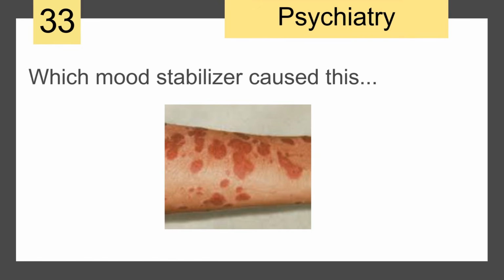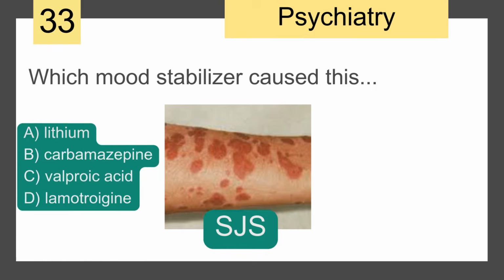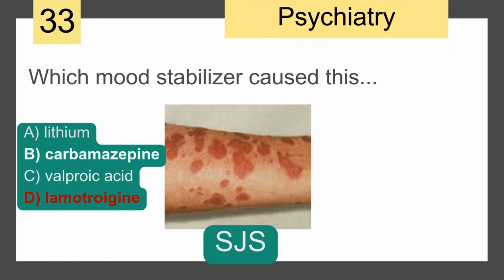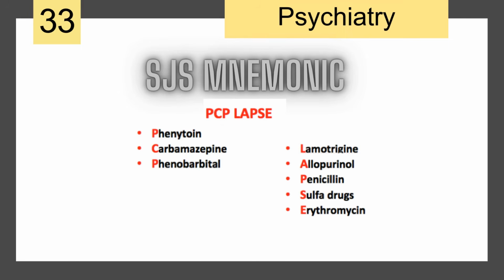Question 33. Which mood stabilizer causes this? This is Stevens-Johnson syndrome, and it's caused by lamotrigine. For exams, the answer is going to be lamotrigine. That's most associated with Stevens-Johnson syndrome, but also carbamazepine, not lithium or Depakote. And here's just a mnemonic for Stevens-Johnson syndrome causes. You can take a look at this.